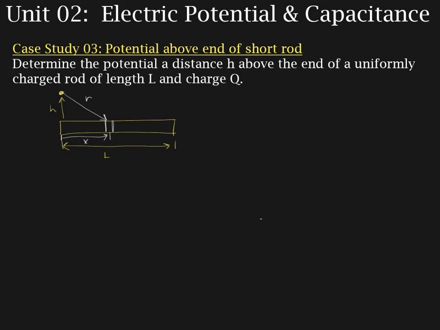Okay, so in this video we're going to calculate the potential above the end of a short rod. You have an image here that you can use, and I strongly encourage you to pause the video and try this yourself before you see the solution. Decide on your approach. Is this going to be Gauss's law or a Coulomb's law kind of approach? Is this a Gaussian or non-Gaussian symmetry? So I'll see you back in a moment.